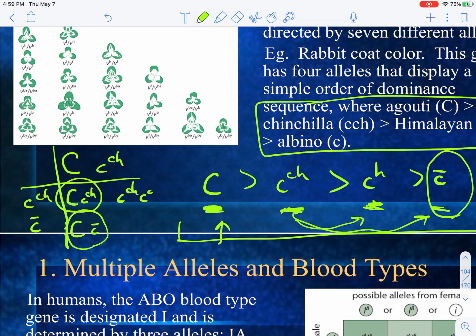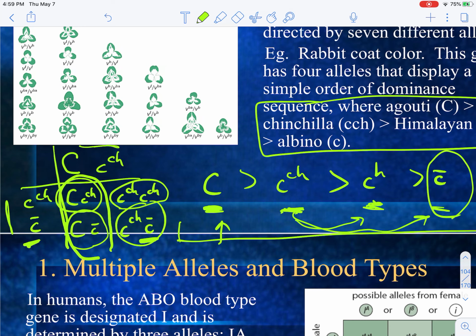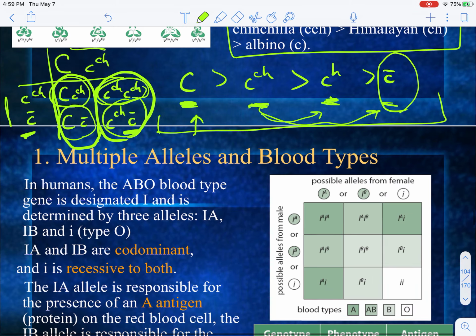This one is 2 chinchillas, so obviously it will be chinchilla. And this one, I'm going to write my chinchilla before I write my albino, because albino is more recessive. So these 2 individuals, a dominant agouti rabbit and a chinchilla rabbit, actually end up with 2 that are agouti like one parent, and 2 that are chinchilla like the other parent. So yeah, there you go. 1-to-1 ratio. That's how we do it. Okay.